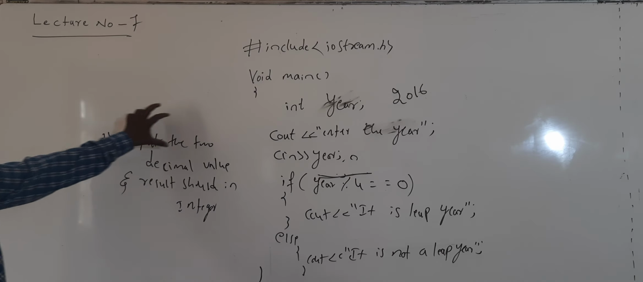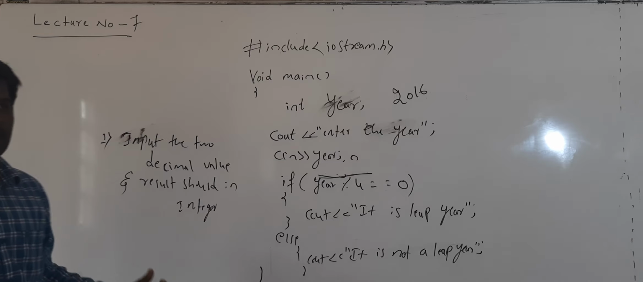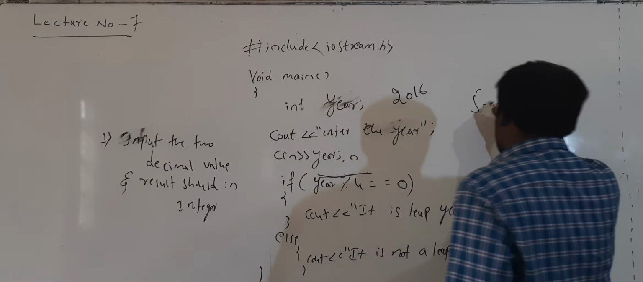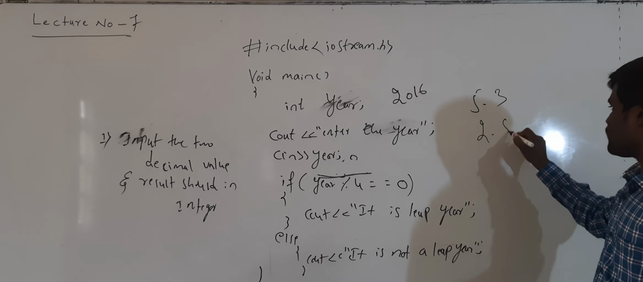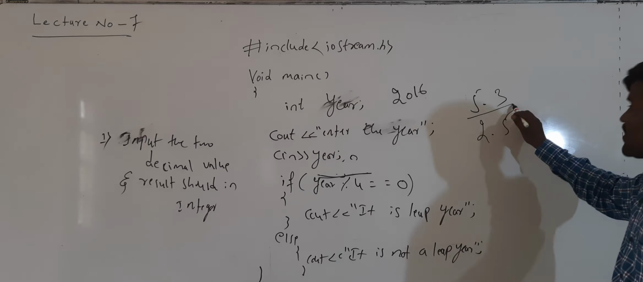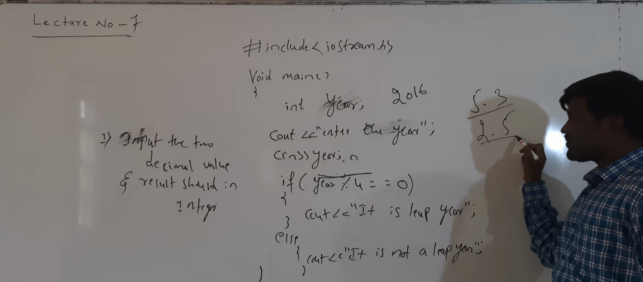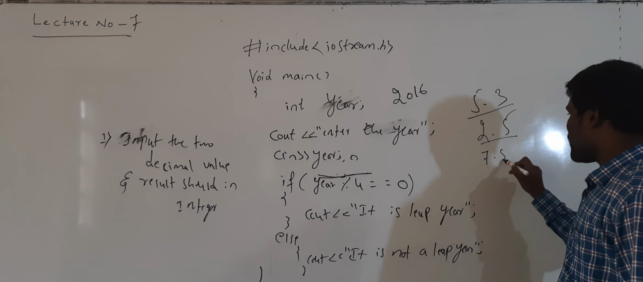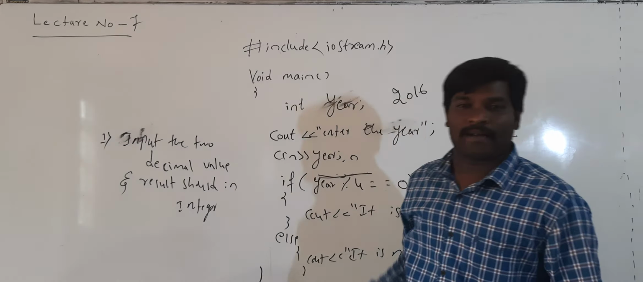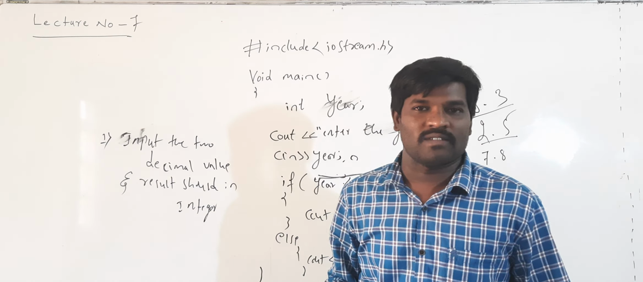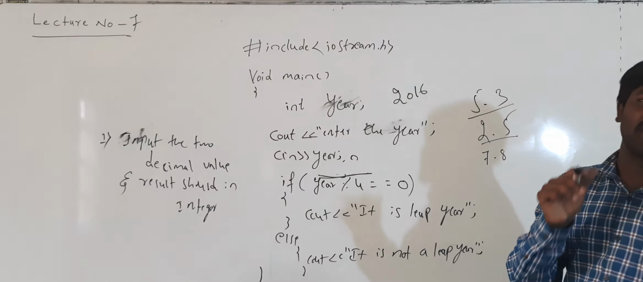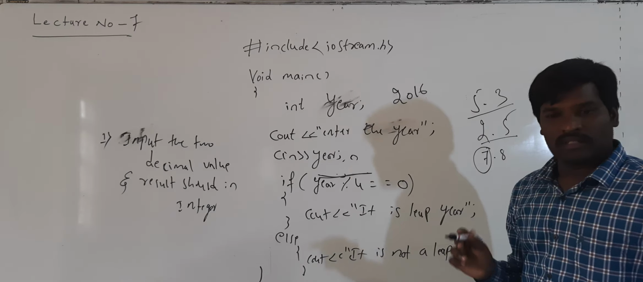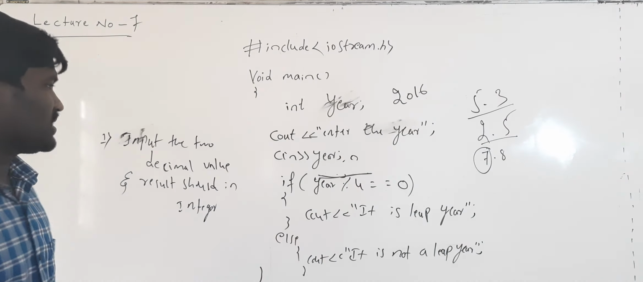See here, input the two decimal values. It means that you have to enter two fractional values. For example, if I enter 5.3 and 2.5, first input is 5.3, second input is 2.5. If I add these two numbers, it gives 7.8. But according to our program, you can give two inputs as decimal values, but the result should be in terms of integer. The system should display only 7, not the fractional part. Okay. So how to do this? See here.